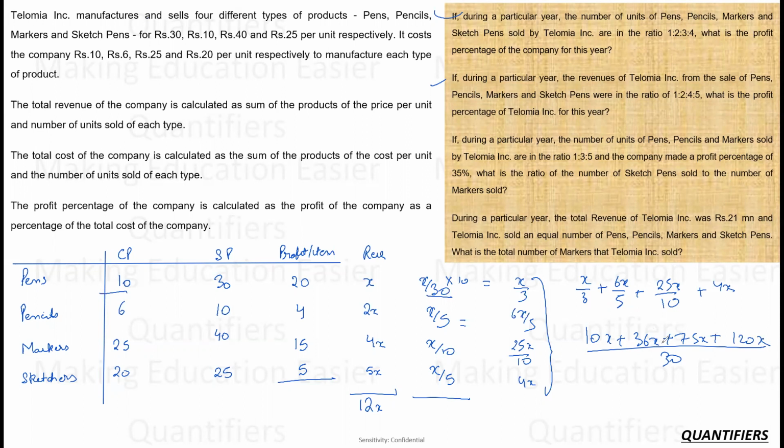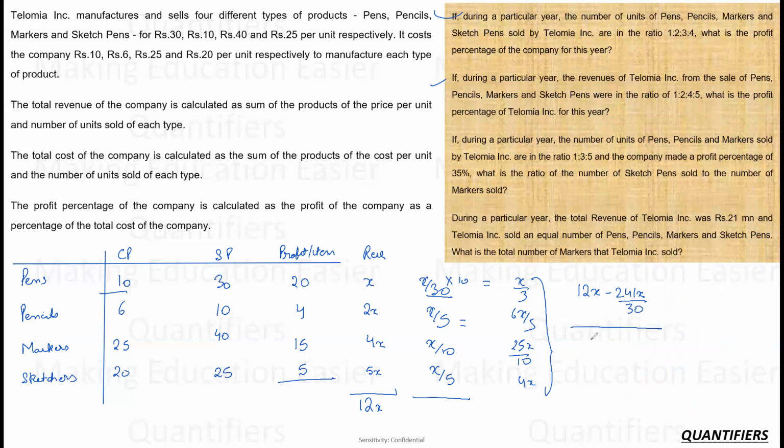That gives 241x by 30. This is the total cost price. This is the total revenue. Now, how do I calculate profit? Profit is calculated as revenue minus the total cost price, that was 241x by 30, upon cost price, that is 241x by 30 into 100, right? This is the total cost price.